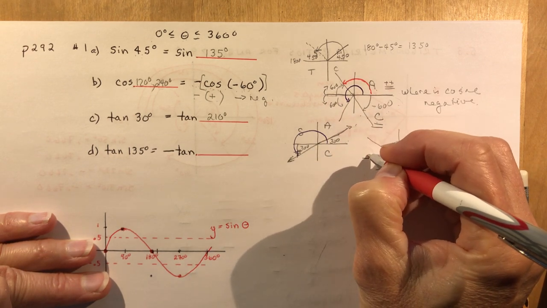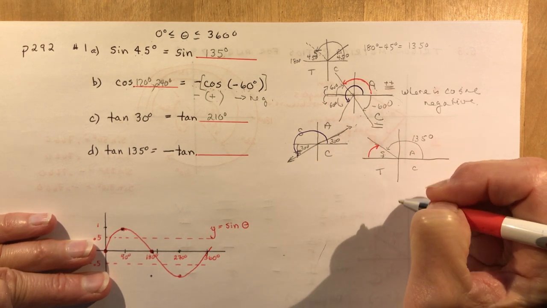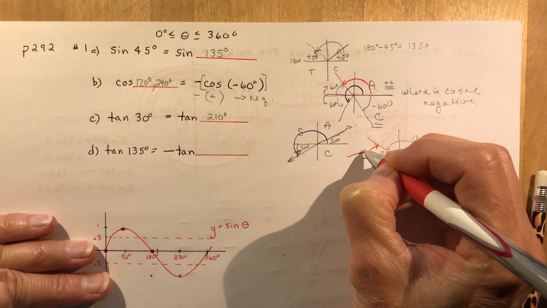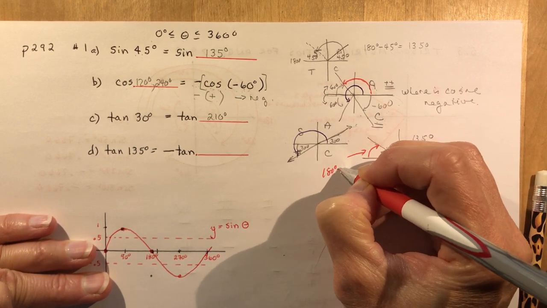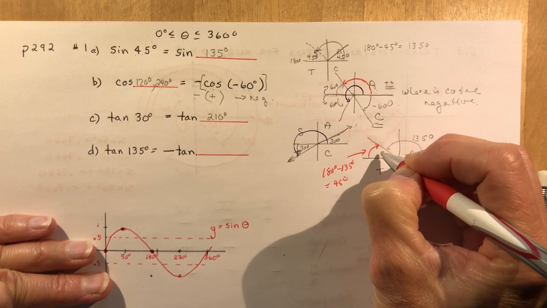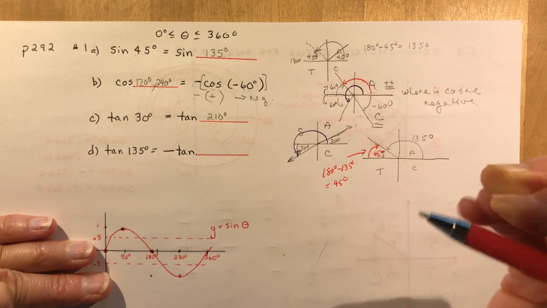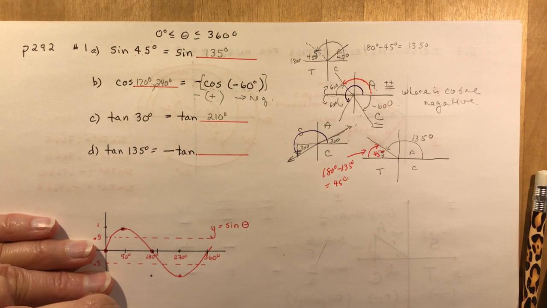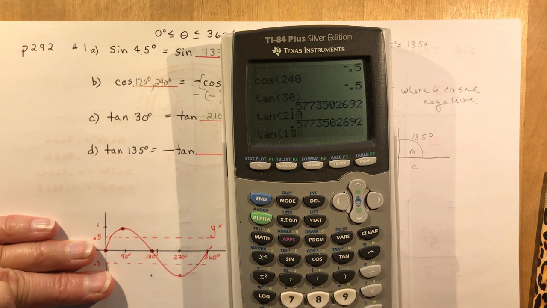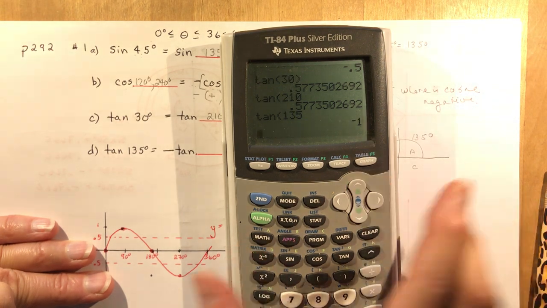So this is the closest x-axis up this way. How far is this? 180 minus 135. So that's 45 degrees in here. 45 degrees. So the tan of 135. So let's check that out. Tan 135, it's negative 1.